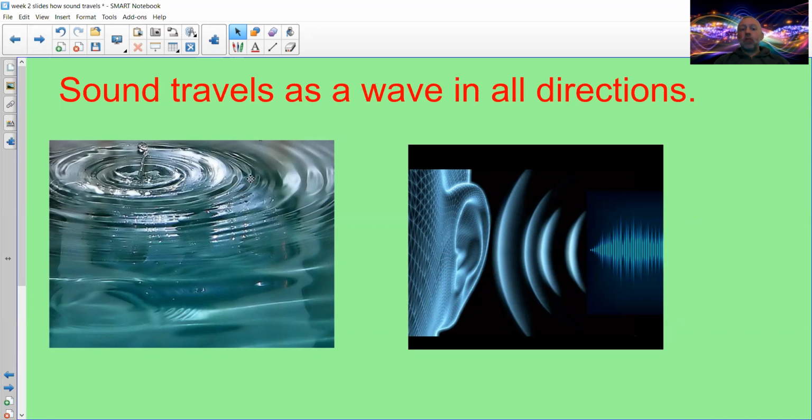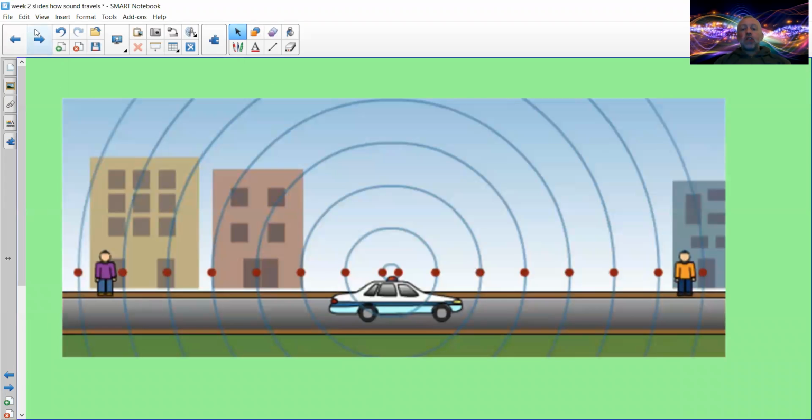And that's what's happening with sound as well. You just can't see it. But thinking of a wave in water is a nice way to picture it. And here we've got sound waves pulsing towards somebody's ear. So remember, they travel in all directions.